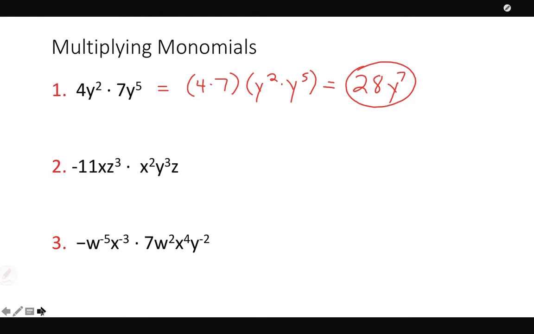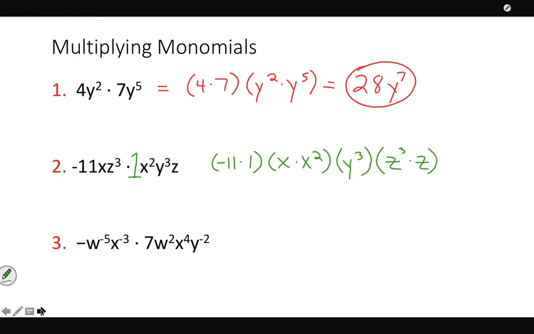Remember, in this problem, this has a coefficient of 1 here. So this is a -11 times 1. Then I have an x times an x squared I'm grouping together. There is no other y, so that's just y to the third. And then I have a z to the third times z. And now I simplify.